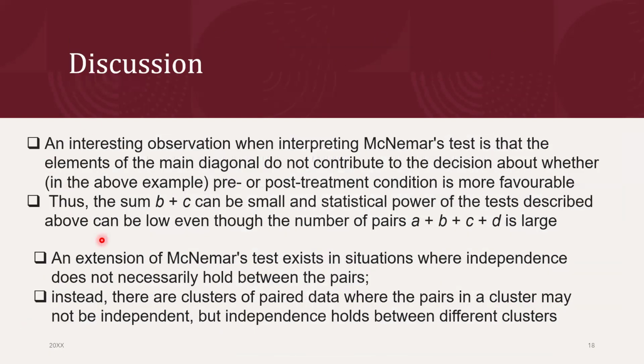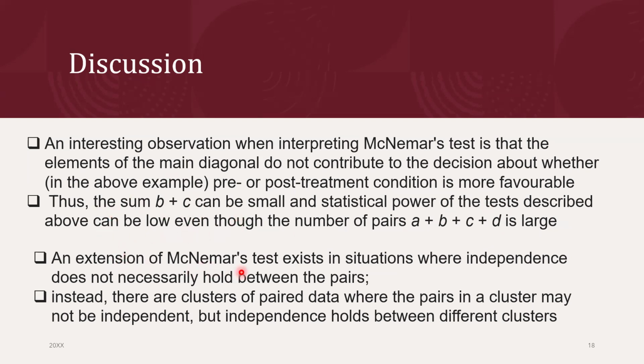So, discussion for this particular example: an interesting observation when interpreting the McNemar test is that the elements of the main diagonal do not contribute to the decision about whether, like in the previous example, the pre or post-treatment condition is more favorable. Thus, the sum B plus C can be small, and the statistical power of the test described above can be low, even when the number of pairs A plus B plus C plus D is large compared to B plus C.